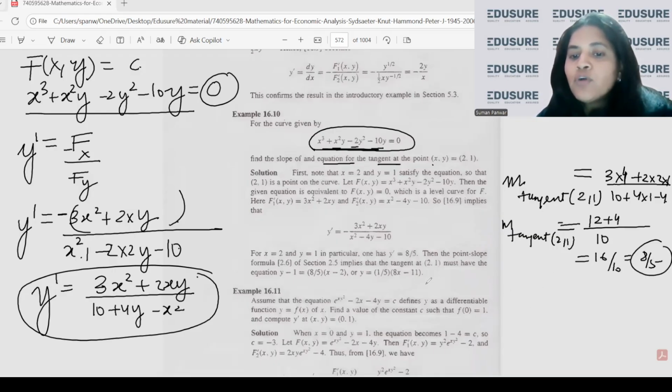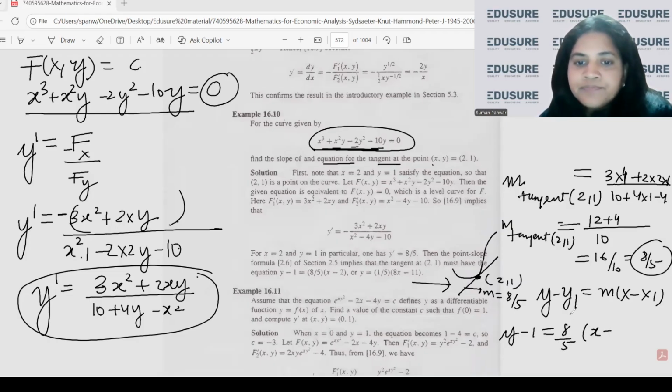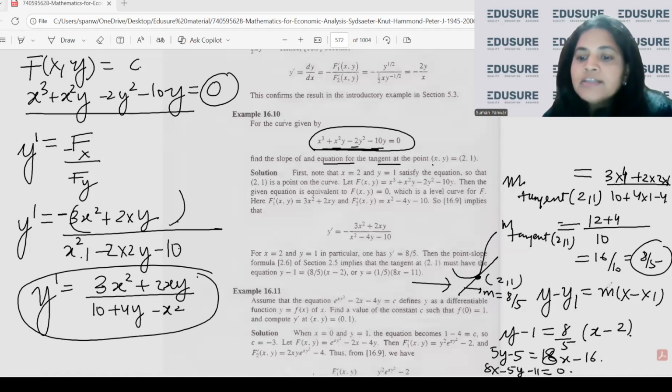So now what information do we have about the tangent? The tangent passes through the point 2 comma 1. So whatever your curve is, suppose your curve is like this, the tangent is at 2 comma 1 and the slope of the tangent is 8 by 5. So what is the point slope form? y minus y1 equals to m into (x minus x1). So y minus 1 equals to 8 by 5 into (x minus x1). So x1 is 2. Okay. So 5y minus 5 is equal to 8x minus 16. So 8x minus 5y minus 11 equals to 0. So that is how you find out the equation of the tangent.